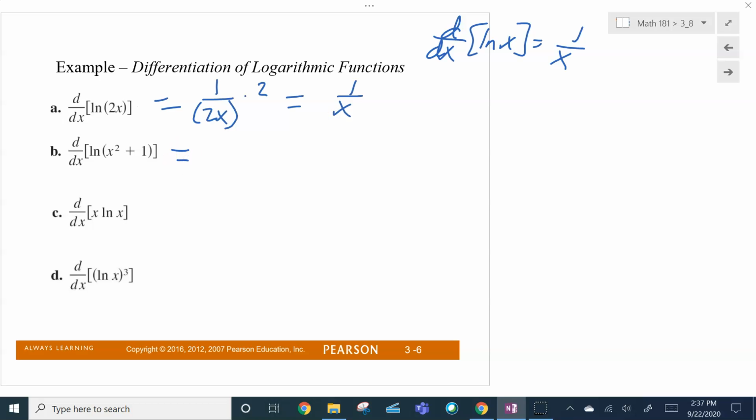This one, when I take the derivative, it's 1 over that stuff, x squared plus 1. Chain rule on that, because I don't just have an x inside there, is 2x plus 0. So this ends up being 2x over x squared plus 1, right?